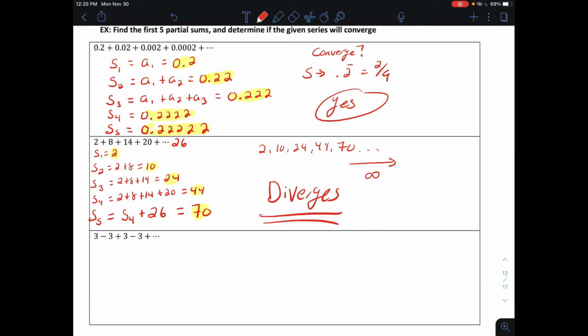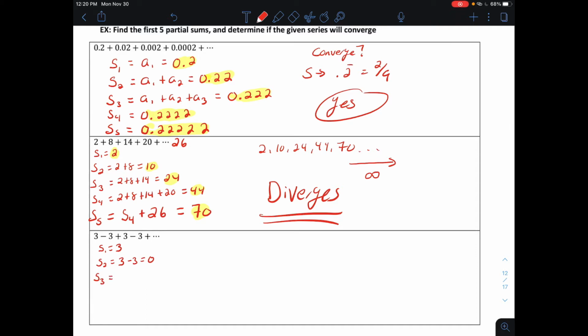So I want to find the first 5 partial sums. The first partial sum is just going to equal the first term, which is 3. The second partial sum is going to equal the sum of the first 2 numbers. So 3 minus 3 gives me 0. All right, well, that one got smaller.